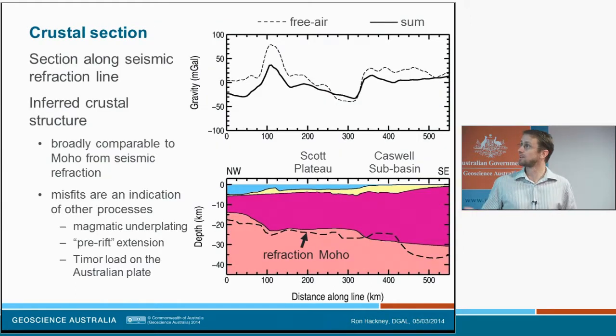So up the top, you can see the gravity section here. So there's a dashed line here, which is the observed free air gravity anomaly. The solid line is the calculated gravity we get from this crustal configuration here, the coloured model here. So the yellow represents the sediments that have been backstripped out. The MOHO inferred from the modelling is this boundary here. And we can compare that to the MOHO that comes from the seismic refraction model.